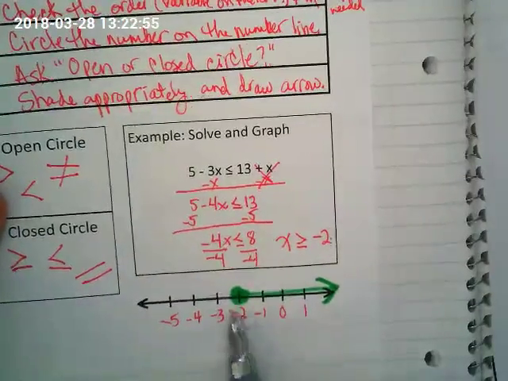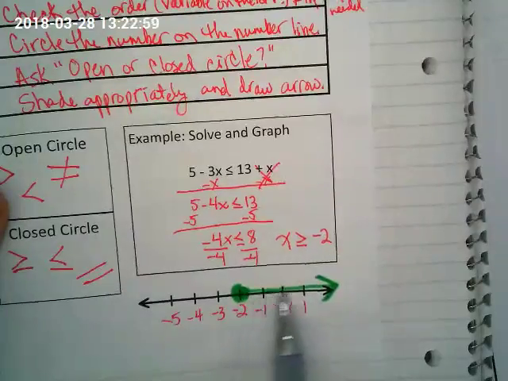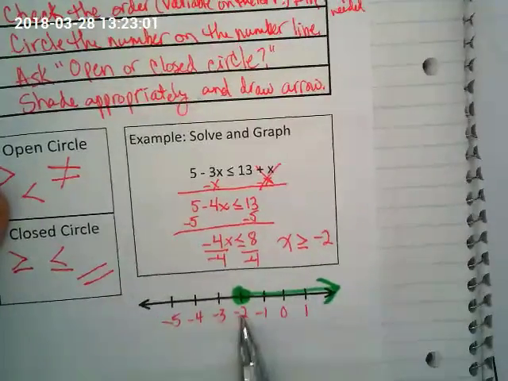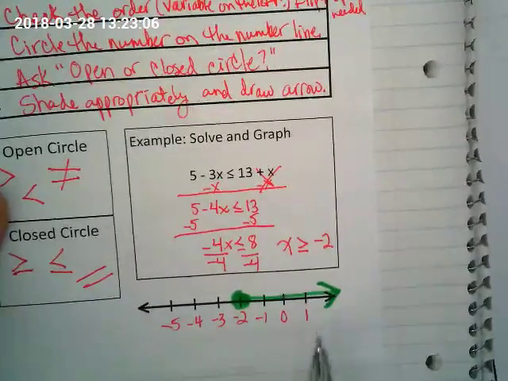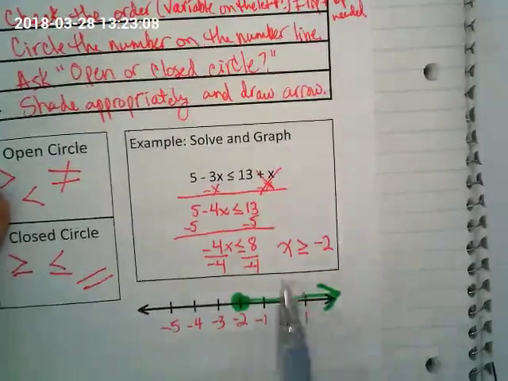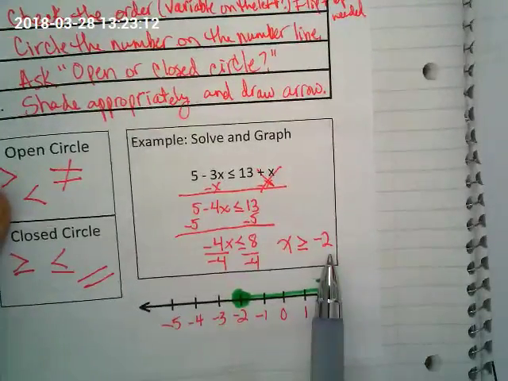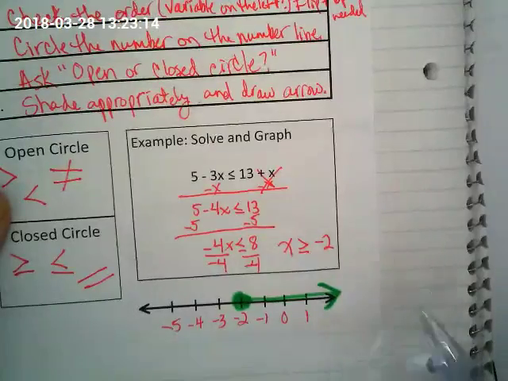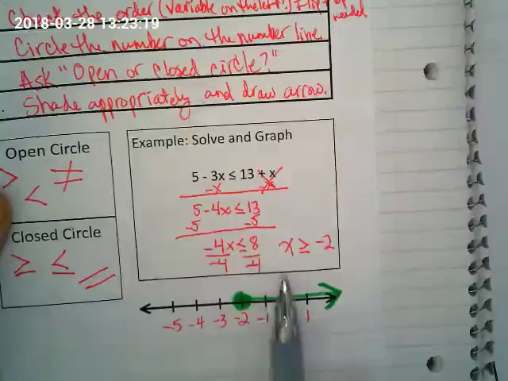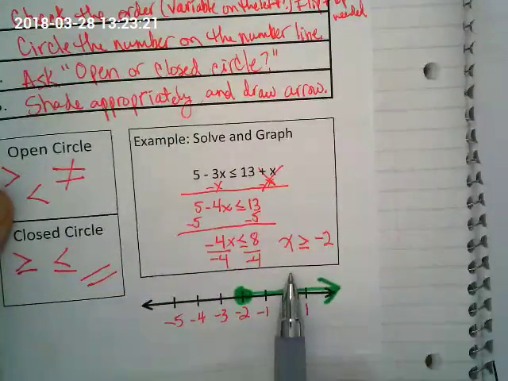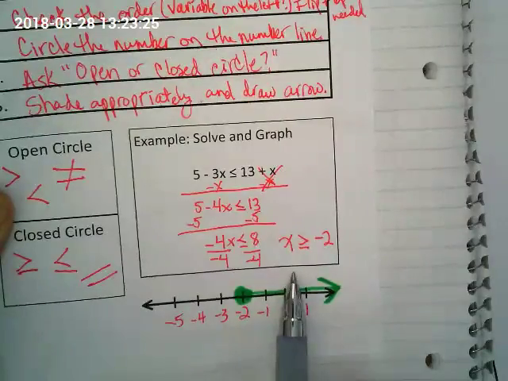Notice when we graphed it, we filled in the circle on negative 2, and we showed everything to the right, including negative 2, would make this statement true. If I took 17 and plugged it in for x, would 17 be greater than or equal to negative 2? And so would 16.5 and 27. Anything including negative 2 to the right makes this statement true. And we don't like to have to write out all those numbers because they go on and on and on. So we just graph them to show.